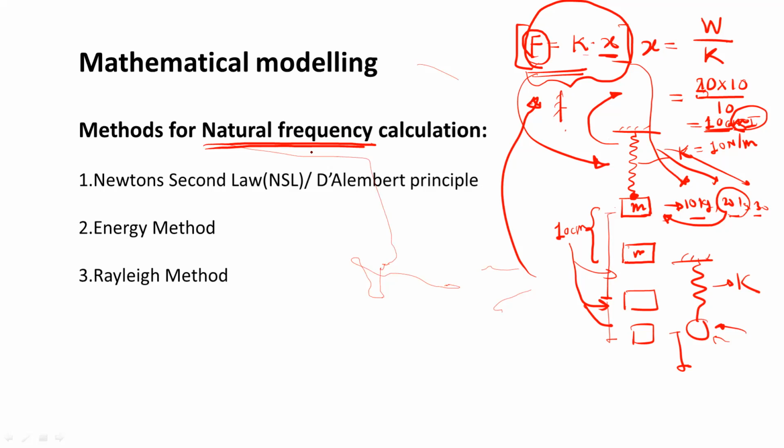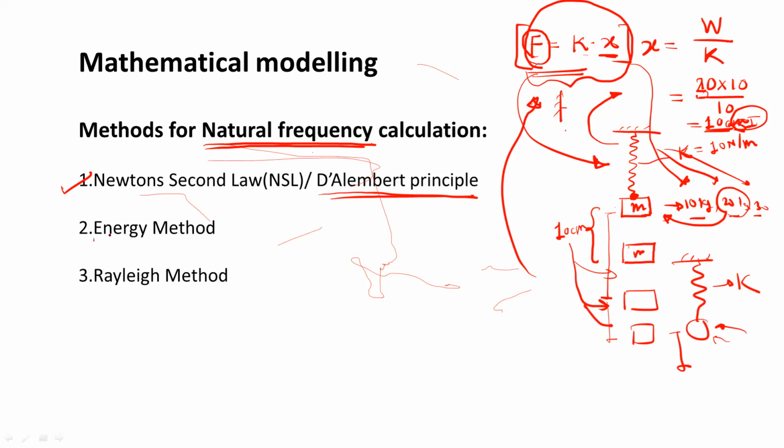To find out this natural frequency for any physical system or any vibration model, you will use Newton's second law, and this is also D'Alembert's principle. You must have studied D'Alembert's principle in your engineering mechanics. Newton's second law and D'Alembert's principle, the equation is almost the same.